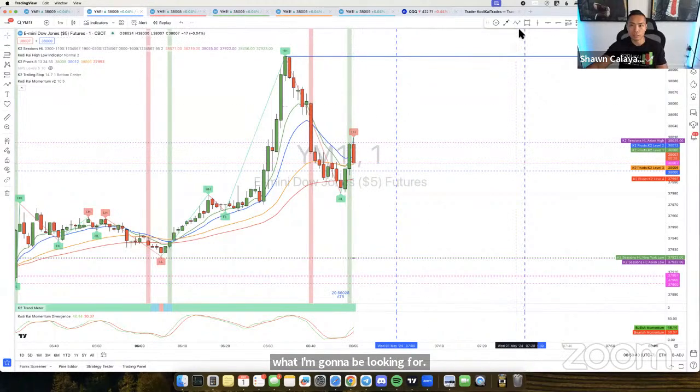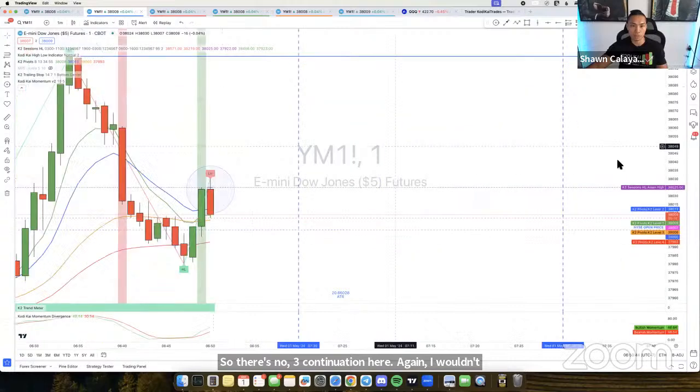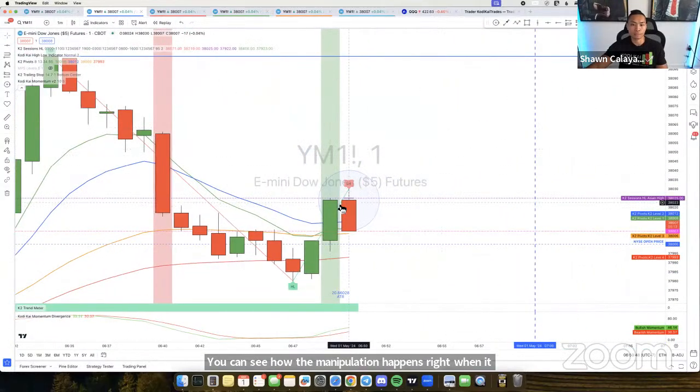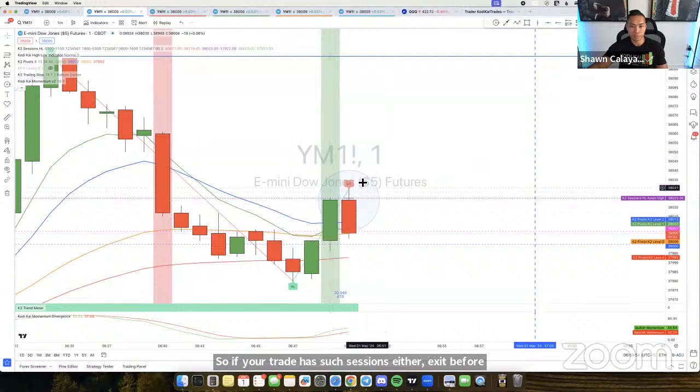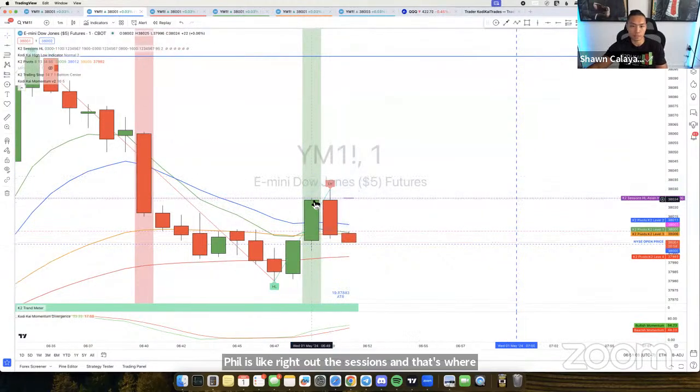Again, I wouldn't take any entries here because it's touching the session. As you can see, the manipulation happens right when it touches it. This is why we avoid trades whenever they touch the sessions. If your trade has to touch the sessions, either exit before it touches it or don't even bother entering it. You can see right here, it was right at the sessions, and that's where price got manipulated. It couldn't even close past it. Price touched it, provided a double body rejection, and now it's coming down.